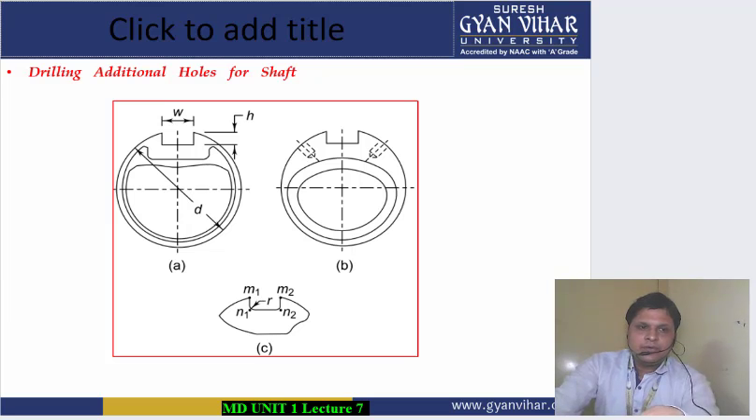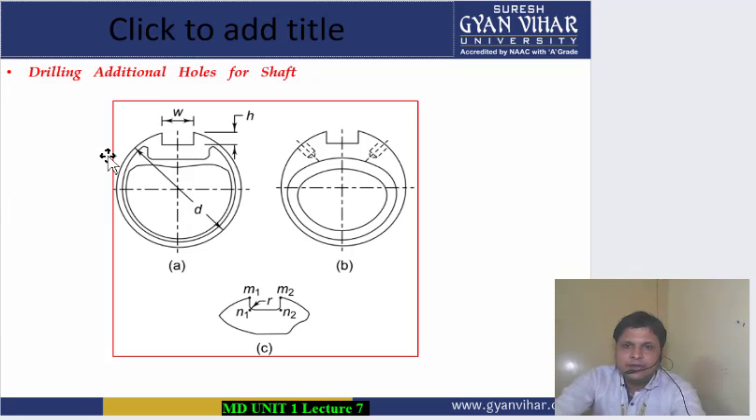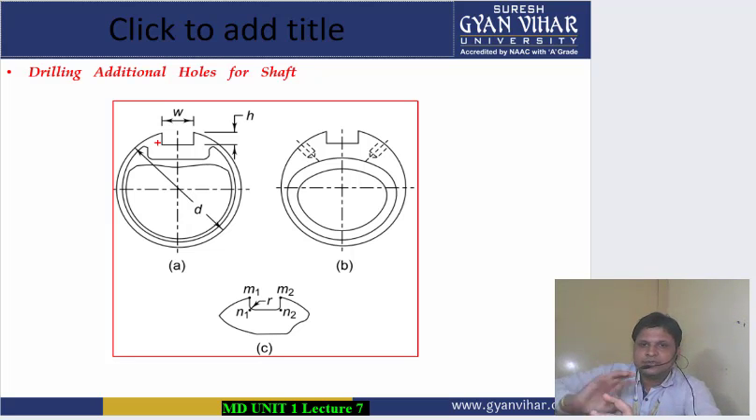now coming into the transmission shaft with a keyway. If there is any transmission shaft with a keyway, in that case what happens, this keyway is a discontinuity and results in stress concentration at the corners of the keyway and reduces the torsional shear strength of the shaft. It reduces the torsional shear strength of the shaft.